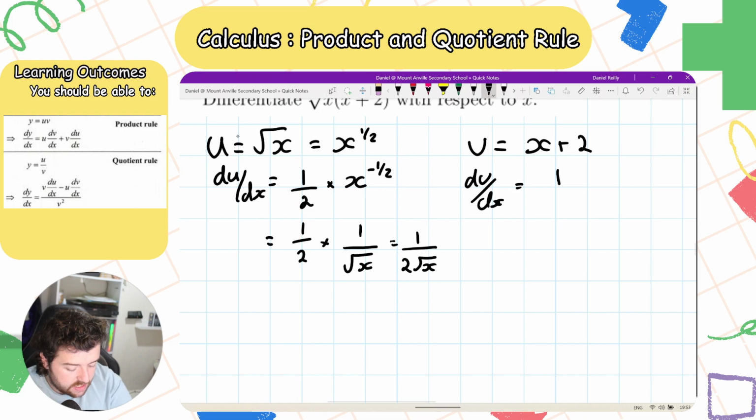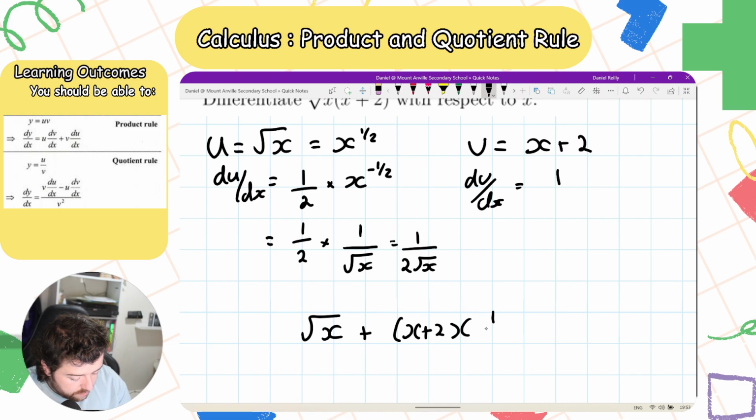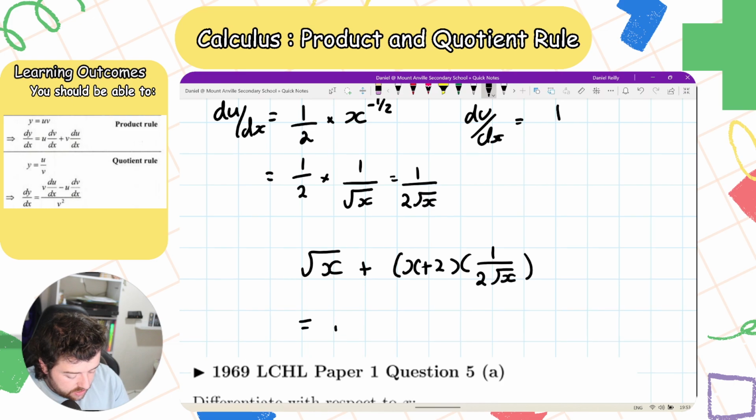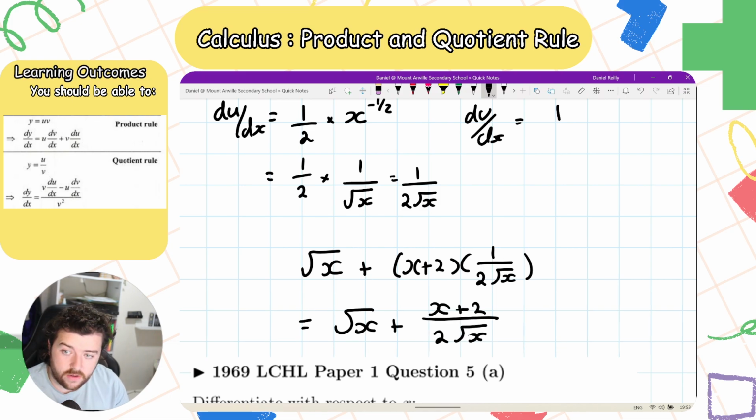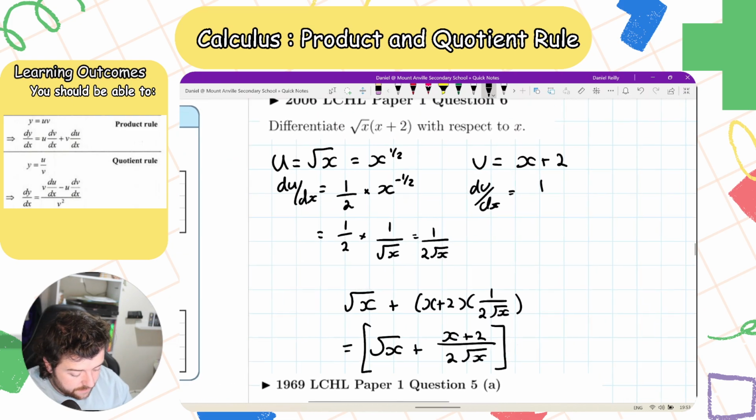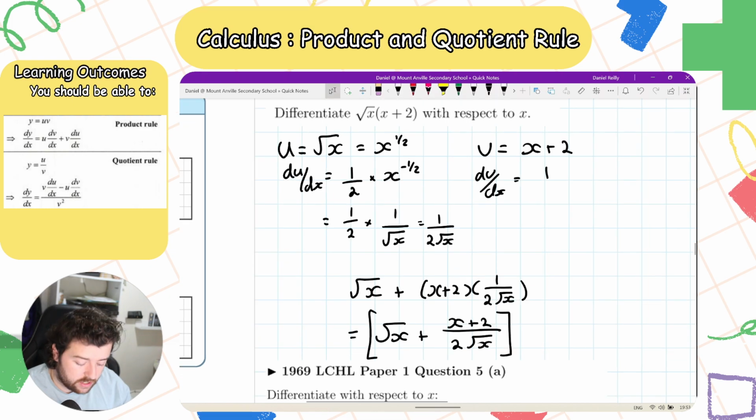So u times dv/dx, so it's just root x times 1. Well, that's just going to be root x, plus v times du/dx. That's going to be (x plus 2) times 1 over 2 root x. And so look, that's just going to be root x plus (x plus 2) over 2 root x. No funny business there. Right, and there we go. We differentiate using the product rule.